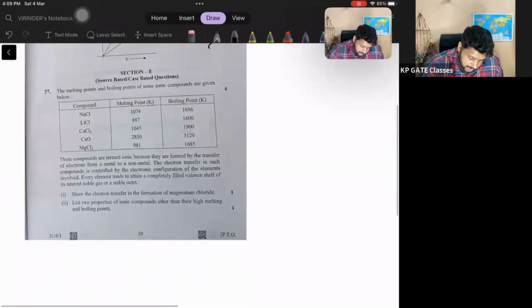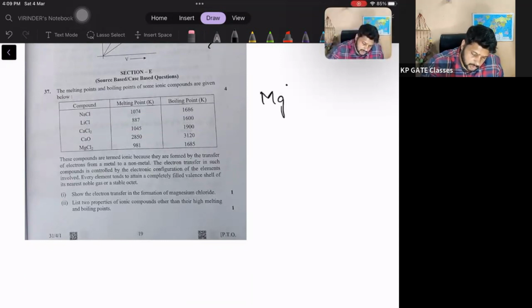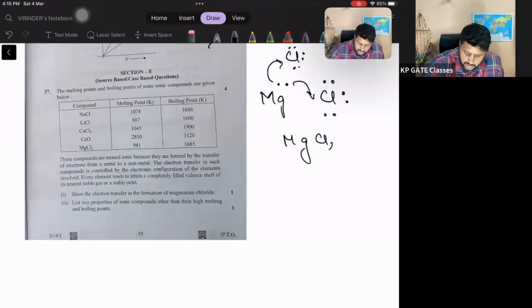Next question, the melting point and boiling point are given. Let's read the question. Show the electron transfer in the formation of magnesium chloride. This is a simple question. Mg has two electrons in its outermost shell. Mg will donate them and form Mg2+. One more Cl is required, so another will go here. It will form MgCl2. Simple structure.